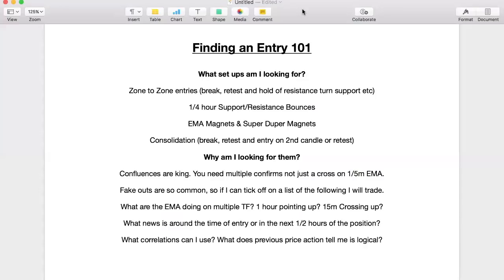Moving on to the next setup that I'm looking for. So I'm looking at the 1 hour and the 4 hour support resistance bounces. Very, very similar to zone. Essentially, I'm using the wicks as my guideline. I'm always looking left. I'm looking for major price levels, where beforehand there's been major taps and rejections and pulls away.